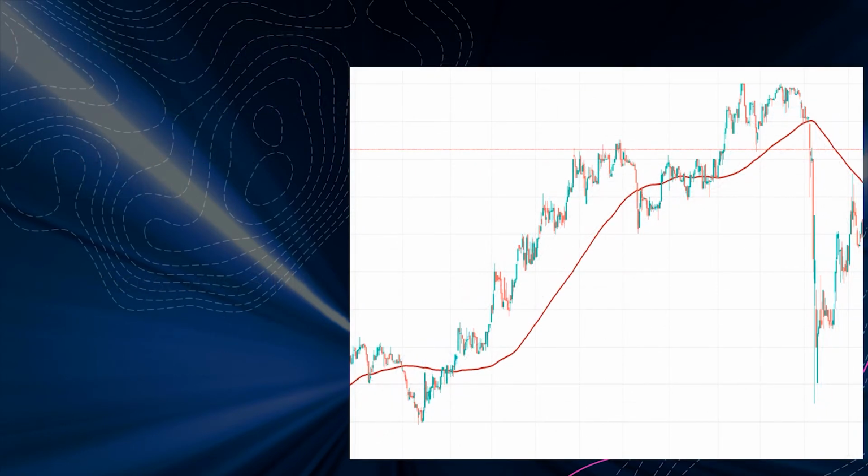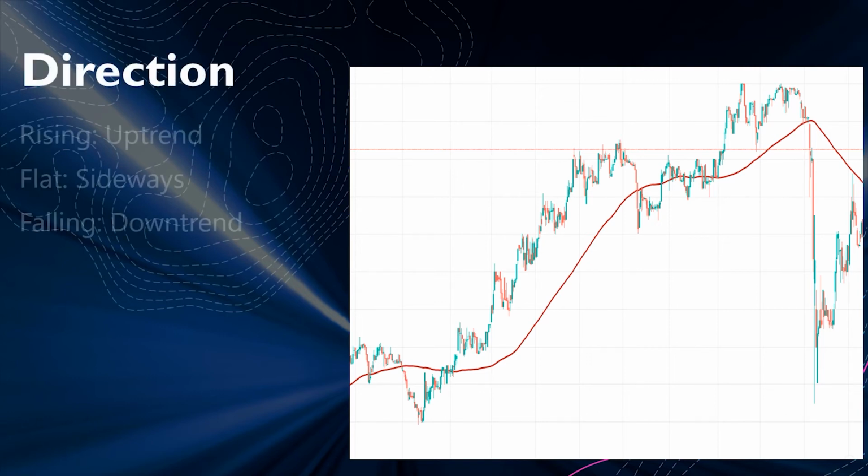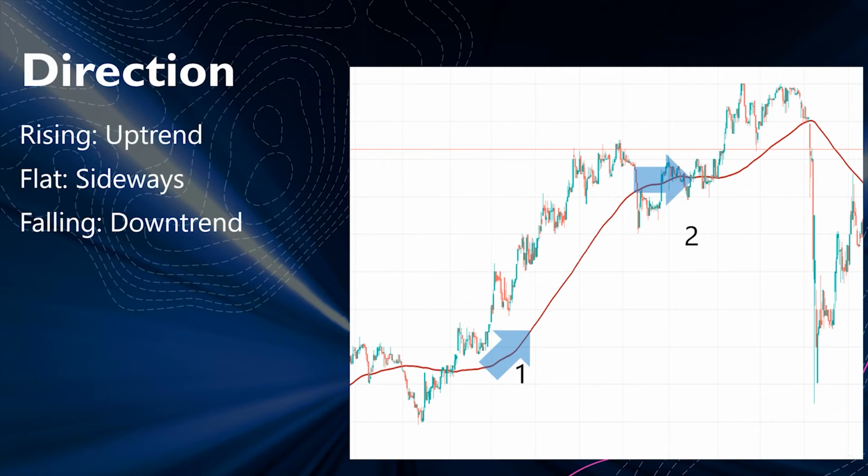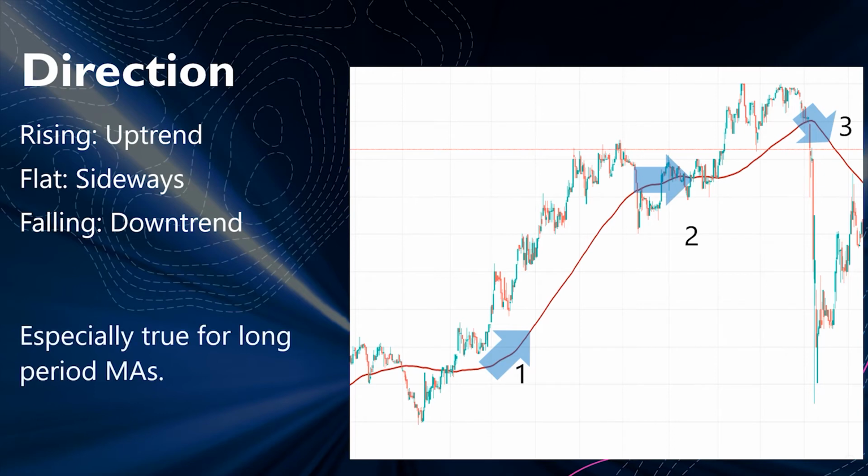The direction of the MAs may also tell the trend. A rising MA may indicate an uptrend. A flat MA may indicate sideways. An MA pointing down may indicate a downtrend. This is especially true for long period MAs.